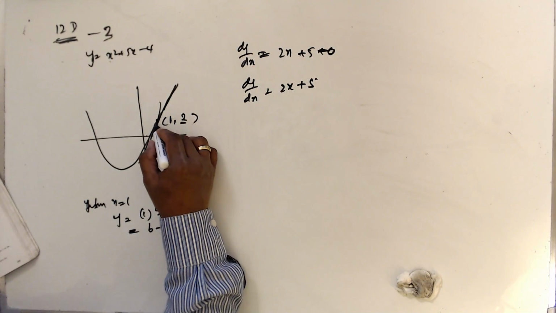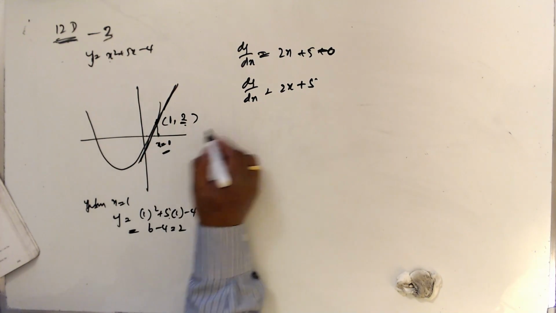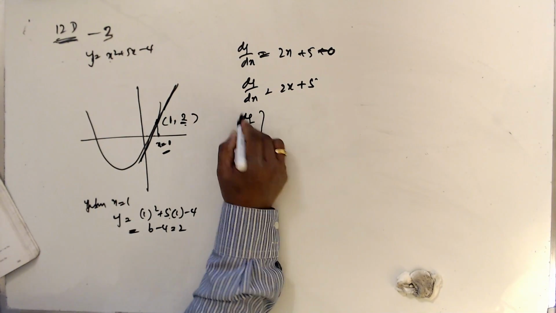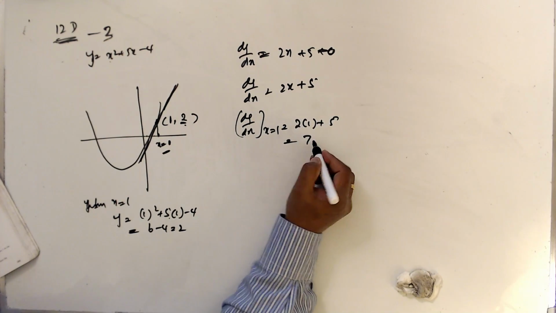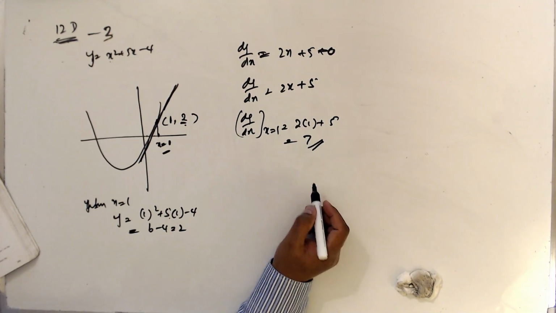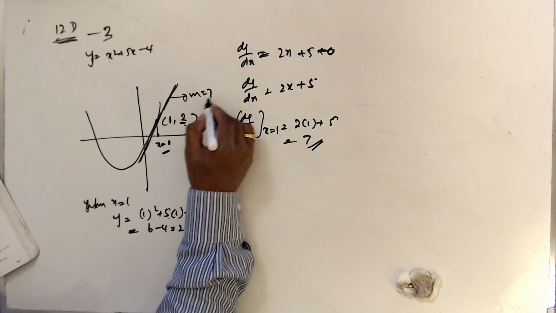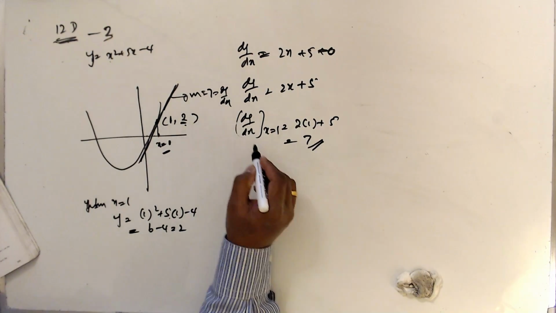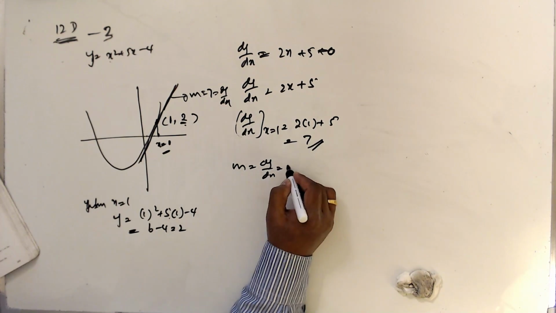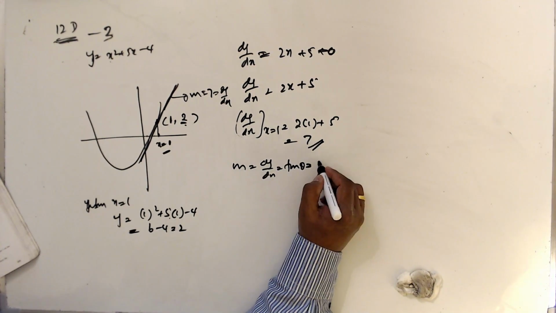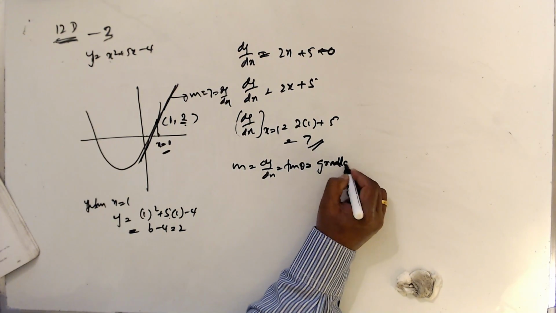Now I need the gradient at this point, not the y value. The y value we found already, x equals 1. Now dy over dx when x equals 1 is 2 times 1 plus 5. So this is 7. So the gradient at this point, m, is 7. In other words, m equals dy by dx equals tan theta, or you can write it in words, gradient.